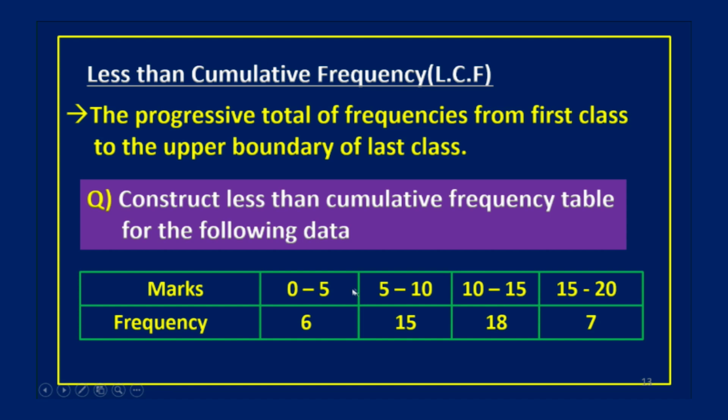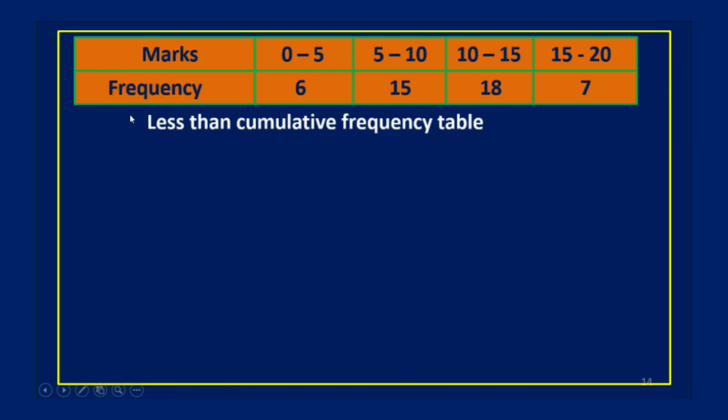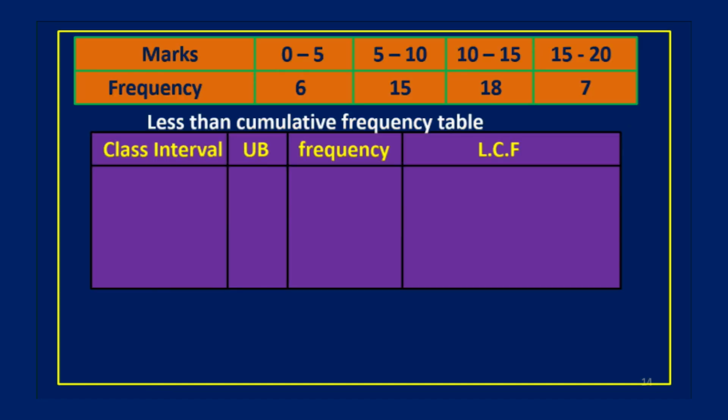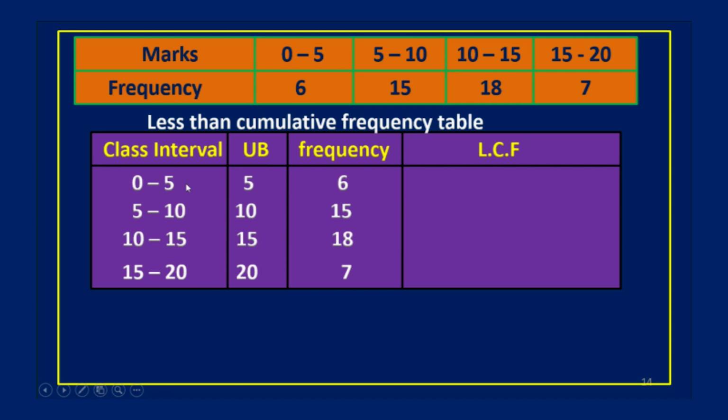Now we have here 4 classes and we have 4 frequencies. Now what we have to do here? We have to prepare less than cumulative frequency distribution. Okay children, now what I am doing here? First I am taking class interval, next upper boundary, next frequency, next LCF. First class interval is 0 to 5, 5 to 10, 10 to 15, 15 to 20.